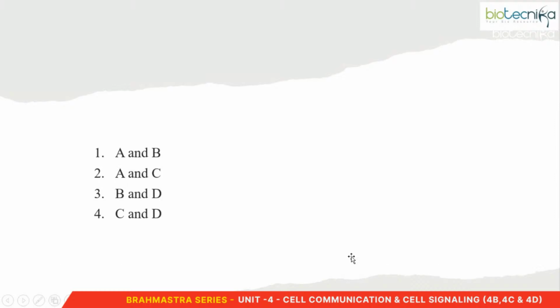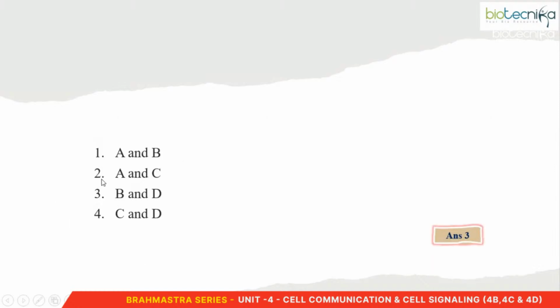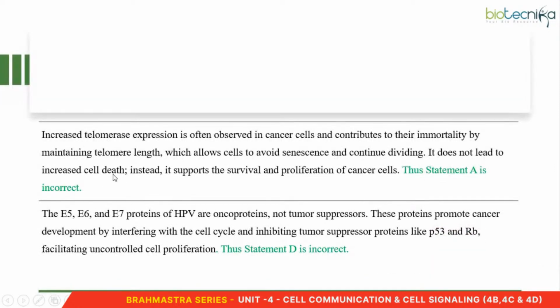The correct statements over here are B and D. And why are A and C incorrect? Increased telomerase expression means an increased number of cell divisions, and that is a feature of cancer cells. Similarly, E5, E6 and E7 are not tumor suppressors. These are oncoproteins. Okay, so that is what the answer is.